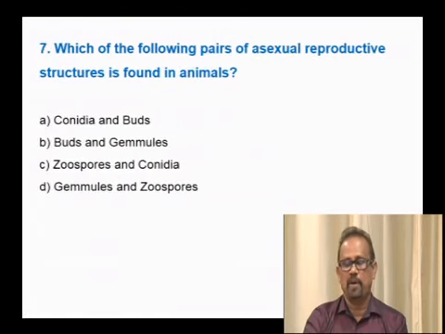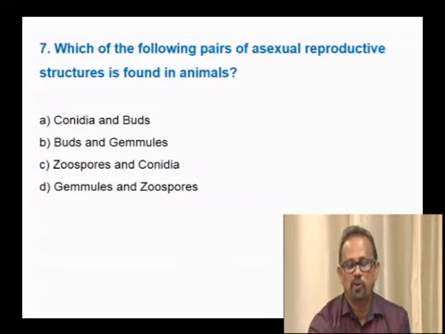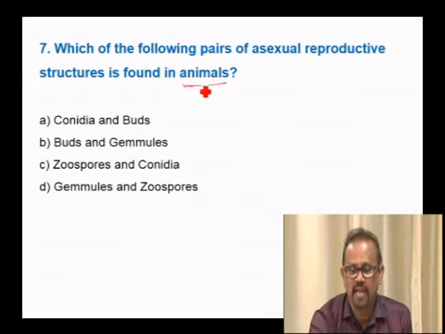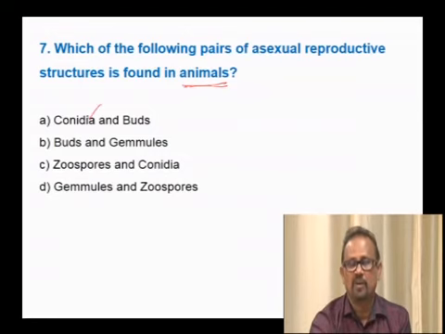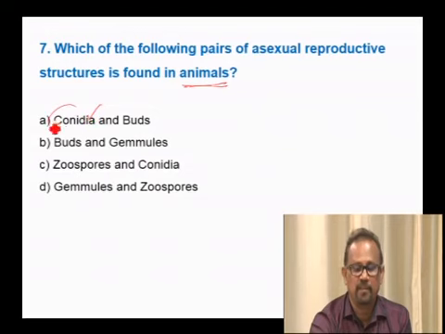Which of the following pairs of asexual reproductive structures are found in animals? So you need to concentrate on the question. It is only in the animals. Conidia can be seen in fungi. Buds can be seen in hydra, of course. Buds can be seen in animals, even in hydra and also in sponges, internal buds. But here conidia can be seen in plants. Therefore, this cannot be the option.